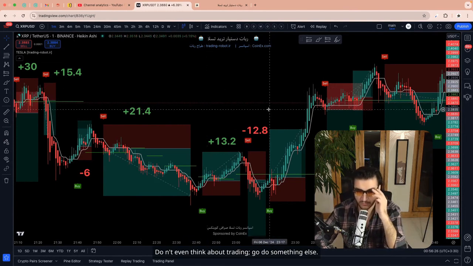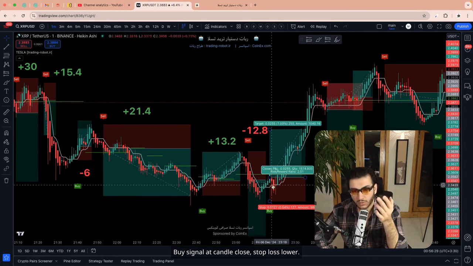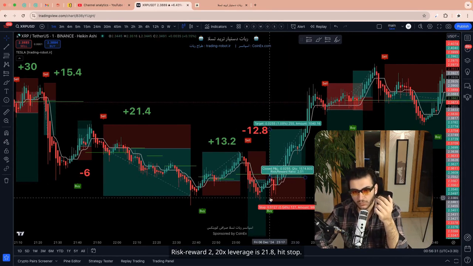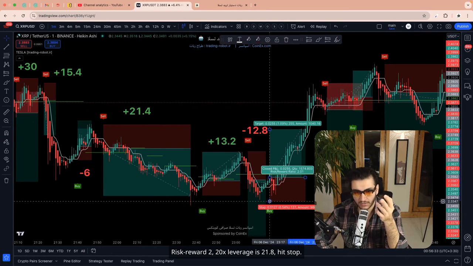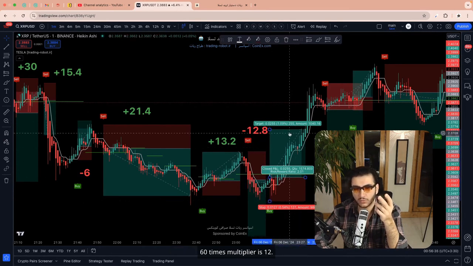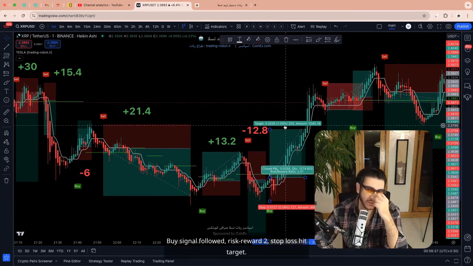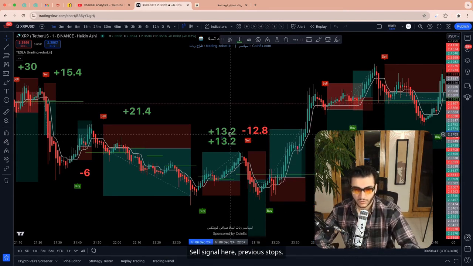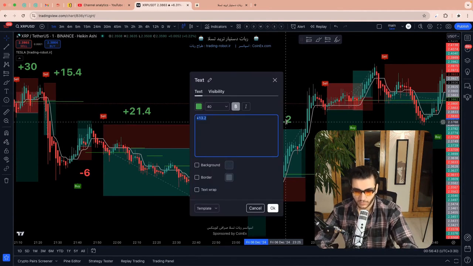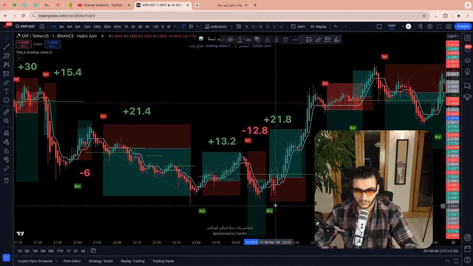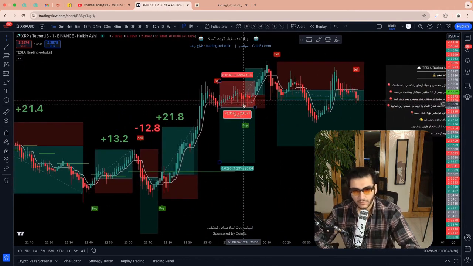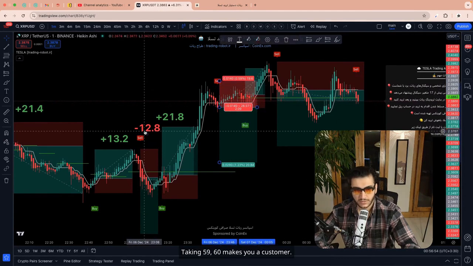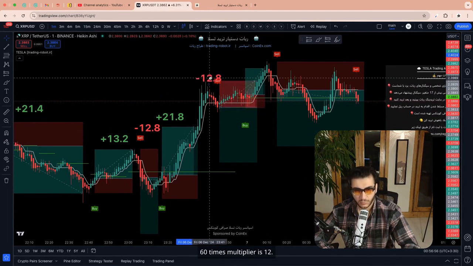Go do something else. Buy signal at candle close, stop loss lower. Risk reward 2, 20x leverage is 21.8, hit stop, 5.9. A sell signal here with previous stops, risk reward 2, open. Taking 5.9, 6.0 makes you a customer. 6.0 times the multiplier is 12.